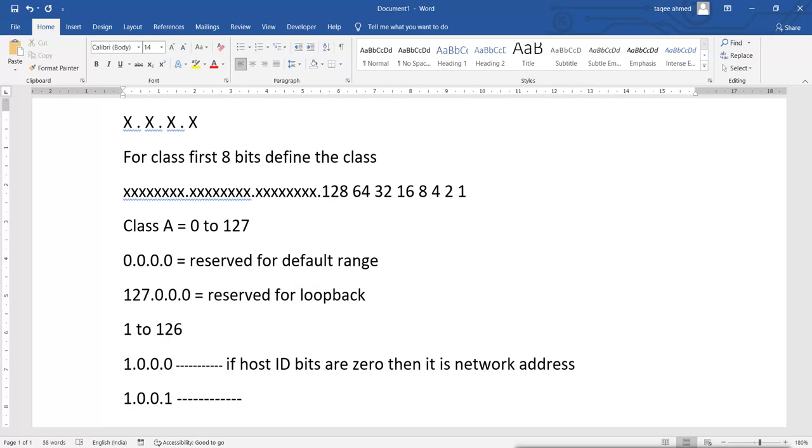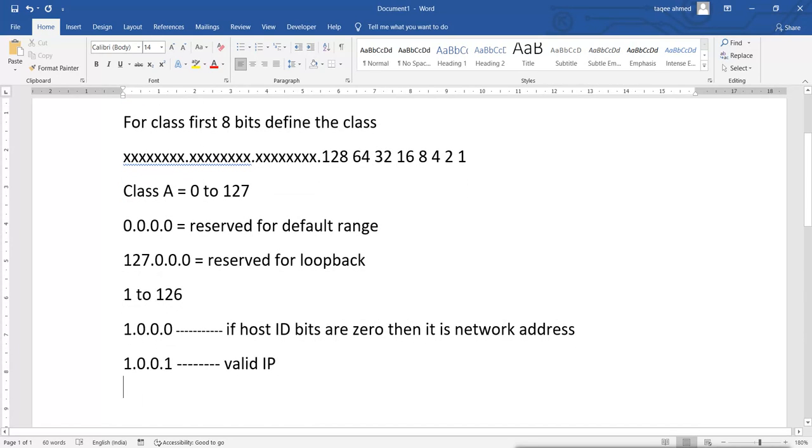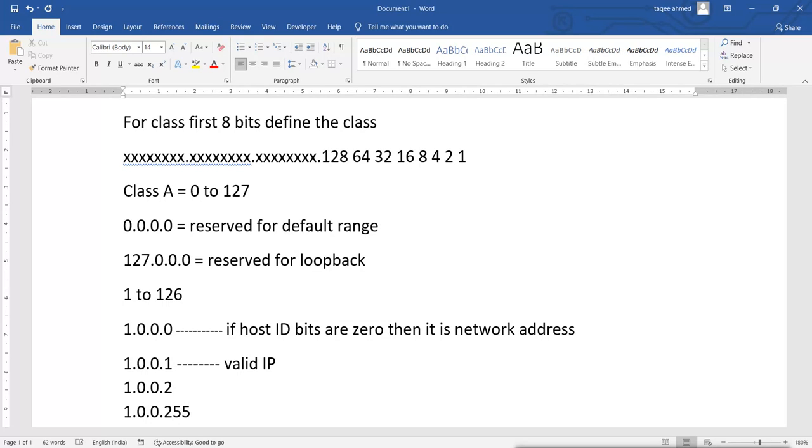It will start from 1, and this will be called valid IP. So it will start from 1 and it is called valid IP, that which you can use. And you know that after 1.1 it will come 2, then it will come 1.0.0.3, 4, 5, and then one time it will become 255.